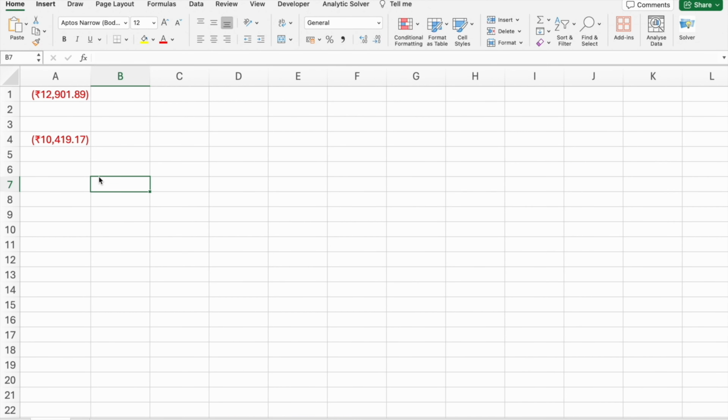And there you have it, a comprehensive overview of how the IPMT function works in Microsoft Excel.